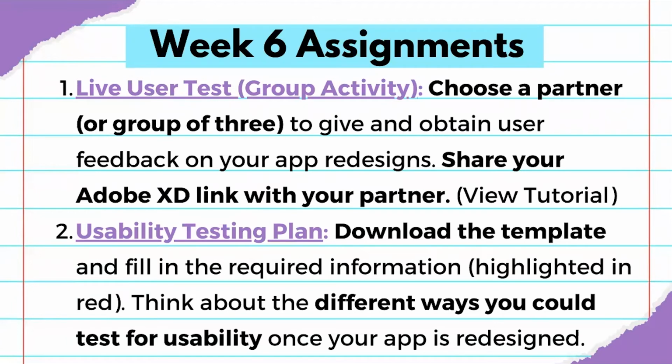So the week 6 assignment. There are 2 assignments for week 6. You have your live user test, which is a group activity, and then you will have to choose a partner or group of 3, and you're going to give and obtain your user feedback on your app redesign. So that's something that we're doing right now in week 5. We're working on the app design, and then in week 6, we're going to move on to usability testing.